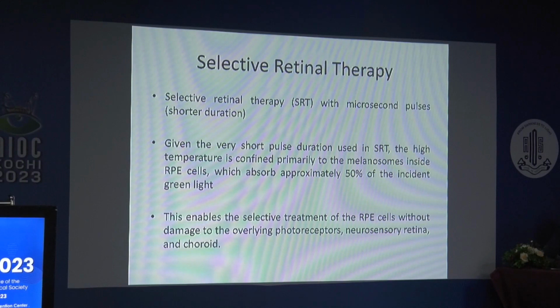Selective retinal therapy is another new technique in which microsecond pulses of laser of short duration are used. It creates a high temperature which is confined to the RPE cells only, and hence the collateral damage is very less. So again, this is a newer technique. I have not used it. I just wanted to mention it before I end my presentation.